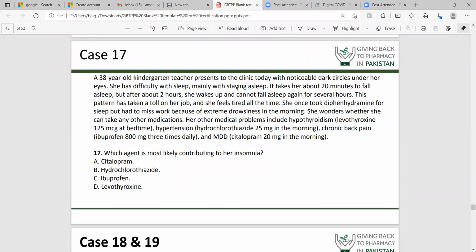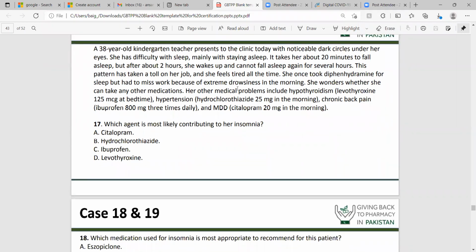Her other medical problem include hypothyroidism. For that, she is taking levothyroxine 125 microgram at bedtime. Hypertension, hydrochlorothiazide, she takes 25 milligram in the morning. Chronic back pain, she normally takes ibuprofen 800 milligram 3 times a day. And for her mood, she takes citalopram 20 milligram in the morning. So the question is, which agent is most likely contributing to her insomnia? Options are citalopram, hydrochlorothiazide, ibuprofen, and levothyroxine.